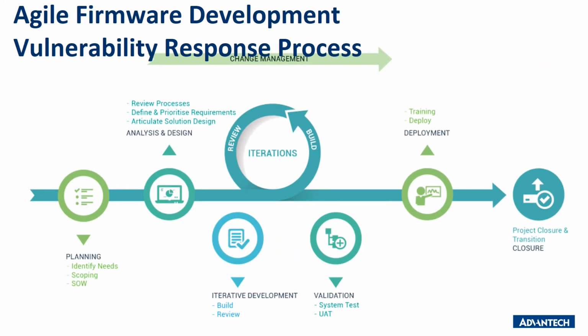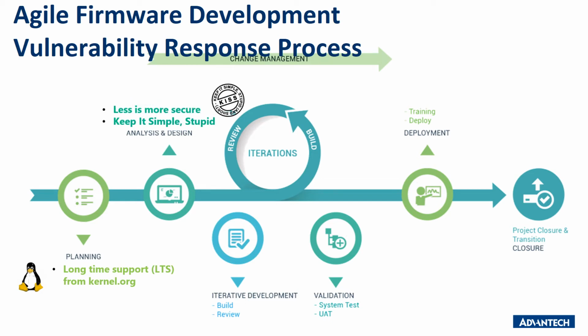Advantech Secure BMC is protected from source code design and code review through to a proper vulnerability response process. Advantech BMC is always based on the latest long-term support kernel. Our design keeps the principle, less is more secure, to have small firmware leading to a smaller attack surface and fewer protection vulnerabilities. We apply the security patches as soon as they are available in the Linux kernel.